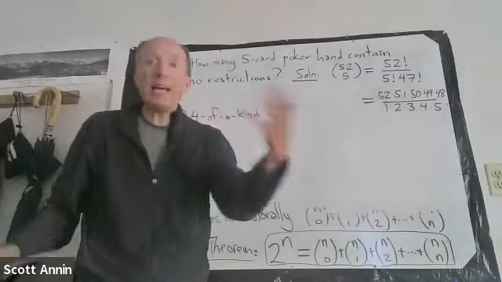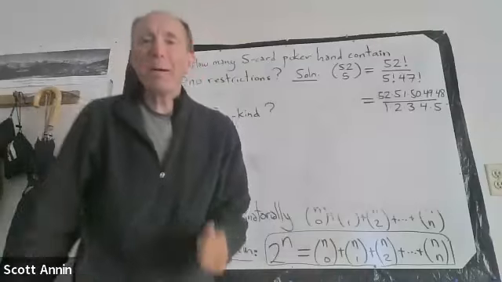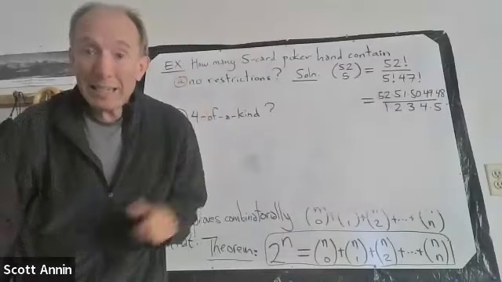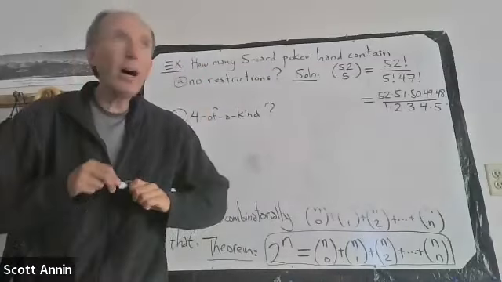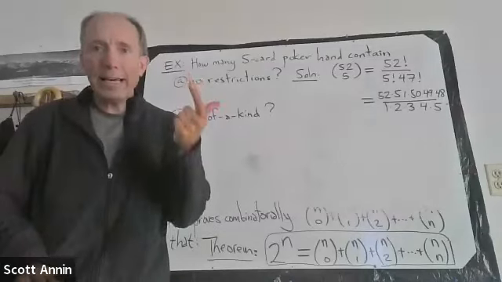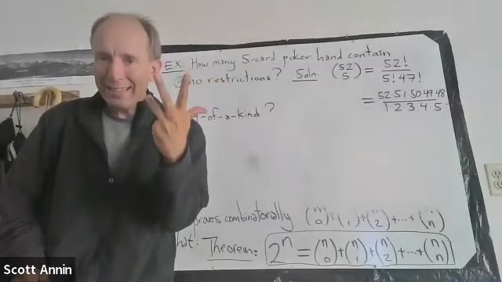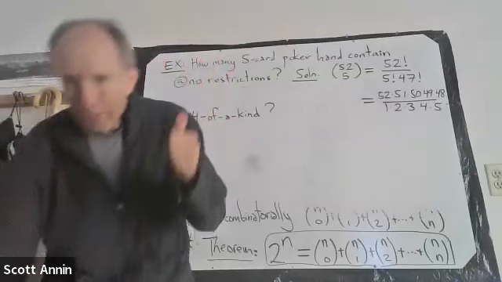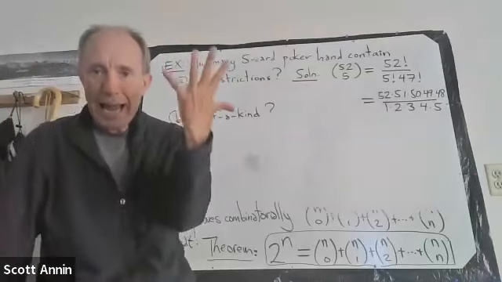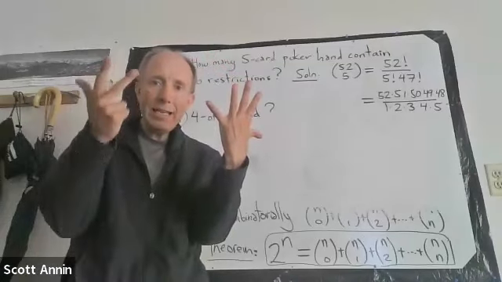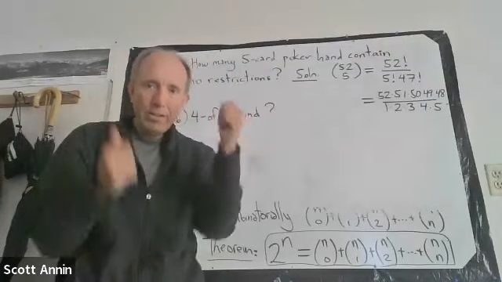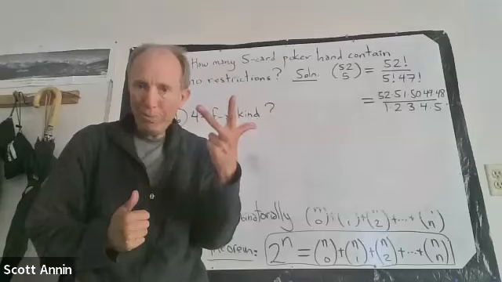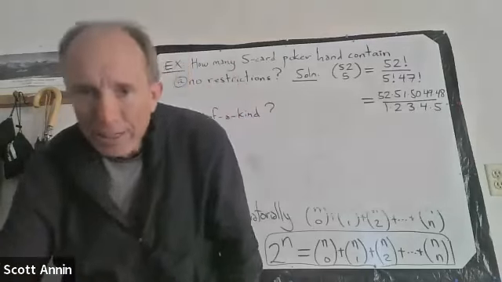It could be 4 sevens, right? So we have to remember, what do we have? We have 13 different kinds. They are ace, king, queen, jack, 10, 9, 8, 7, 6, 5, 4, 3, 2. So there's 13 different kinds here.